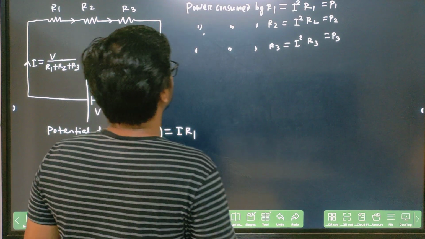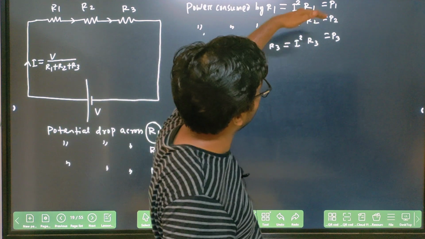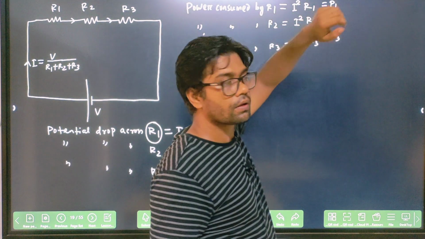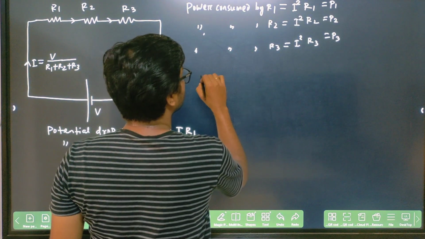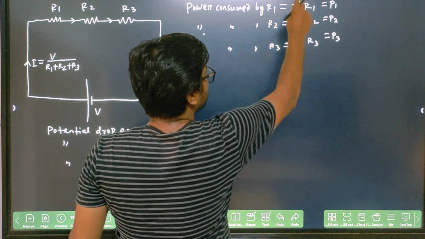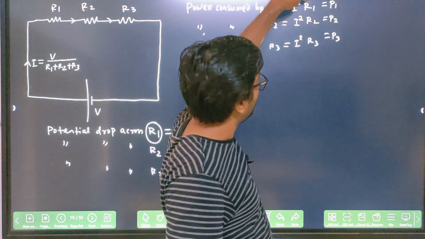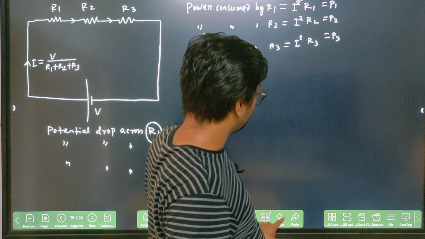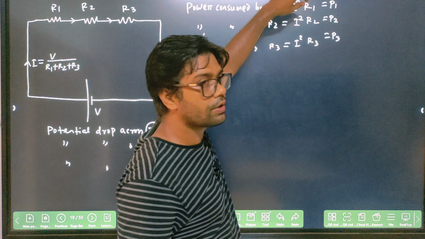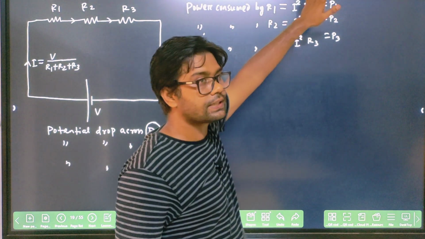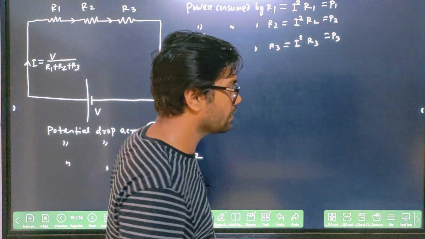Now can you tell me which power will be the maximum? You see three relations: I square R1, I square R2, I square R3, the powers P1, P2, P3. I square is the same for everyone. So if I square is the same for everyone, the power will be maximum for the resistor whose resistance is largest, right?